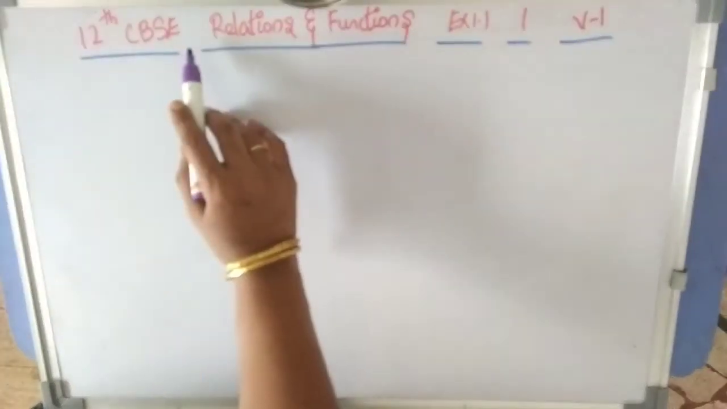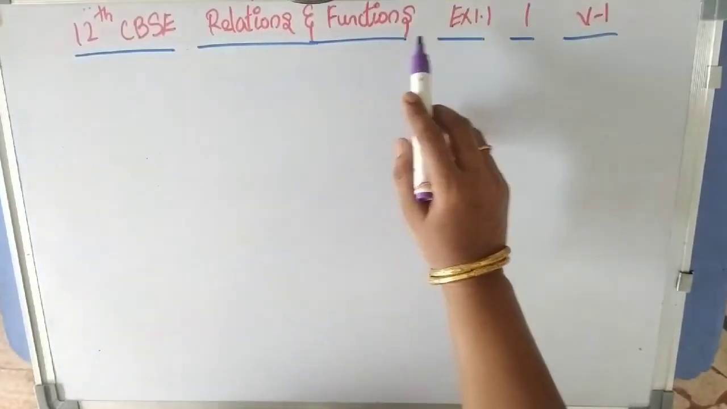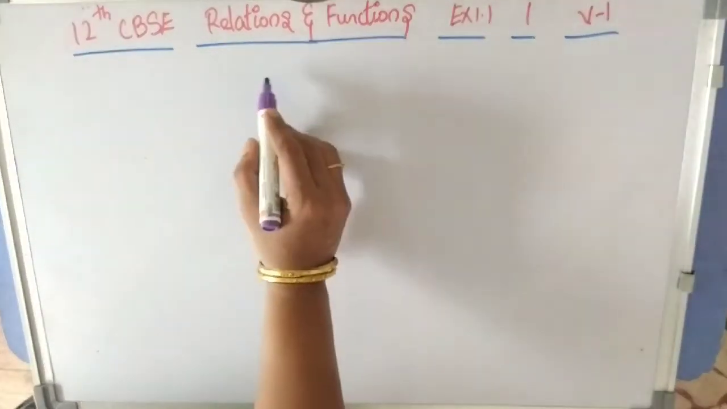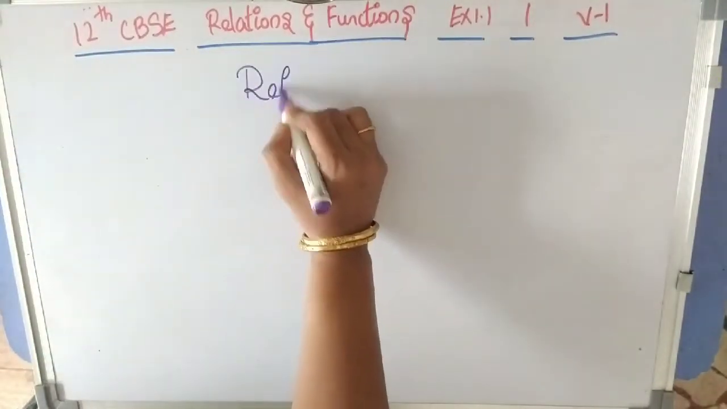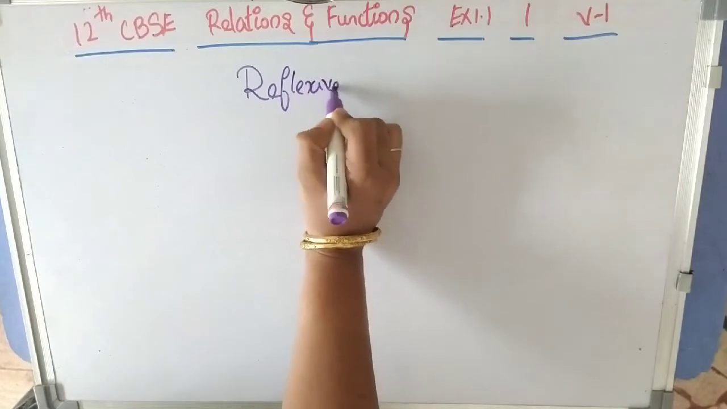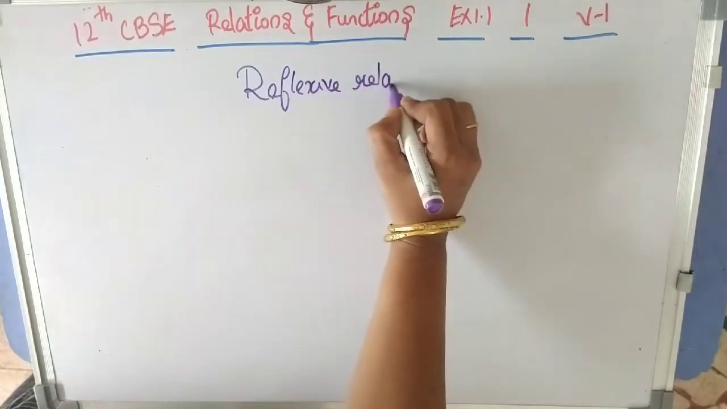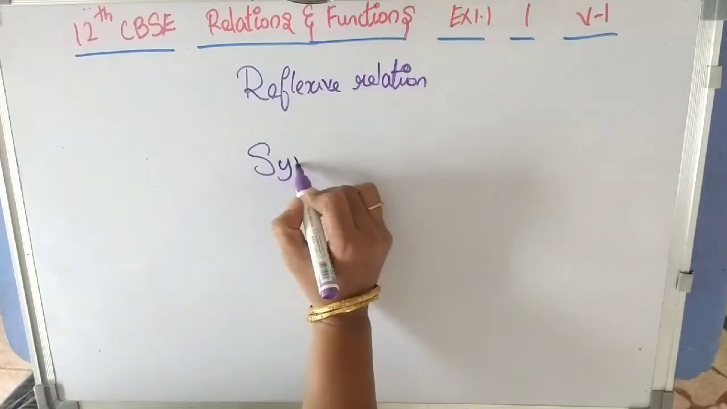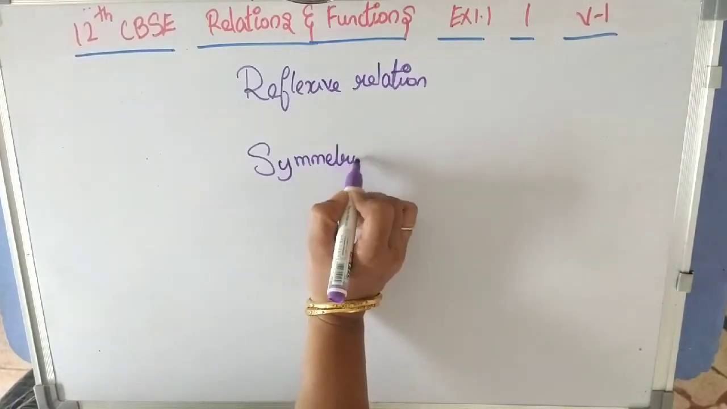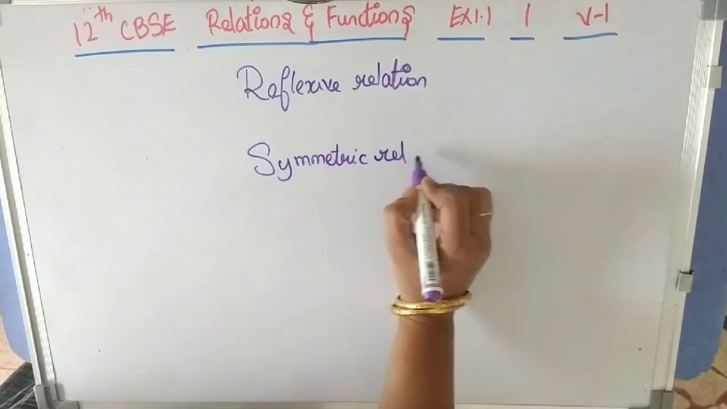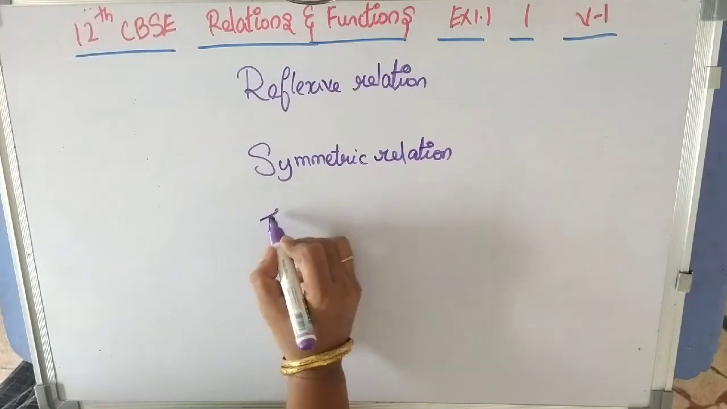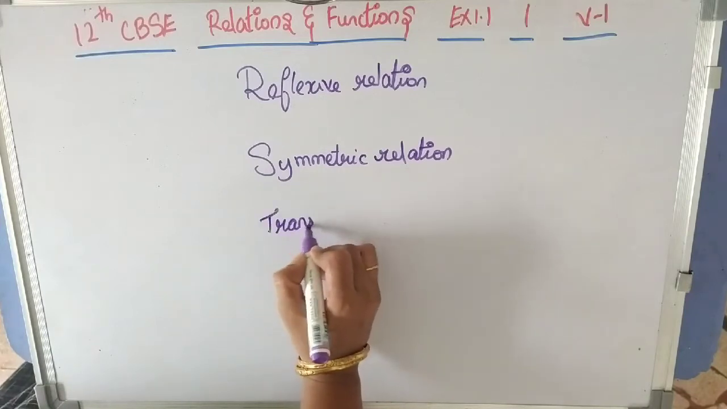Hi everyone. Today we are going to see 12th CBSE Relations and Functions exercise 1.1 problem 1, and this is the first video of this chapter. Before going to the exercise, we need to know about three types of relation in R, that is reflexive relation, symmetric relation and transitive relation.